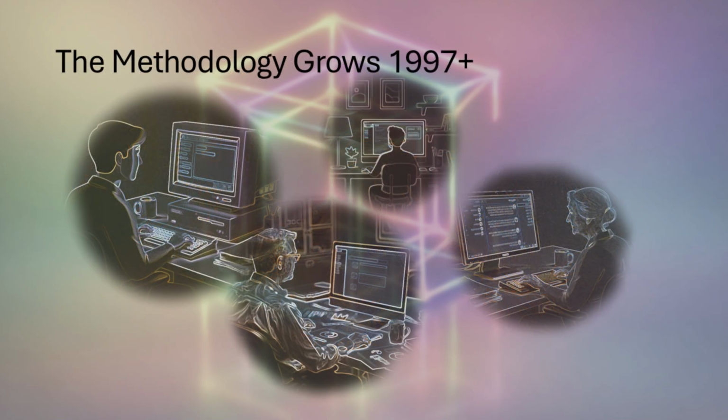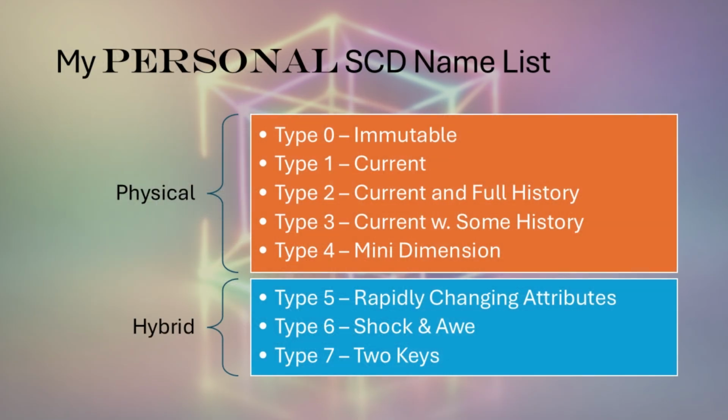Back in '97, after Dr. Kimball's course, participants were invited to join an email discussion group. That group discussed the methodology, what worked, what didn't, and how to extend it. Over time, people proposed new ideas and practical solutions. That's when additional types started to take shape.